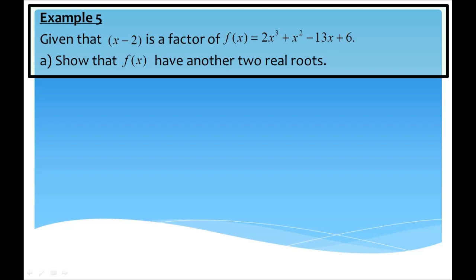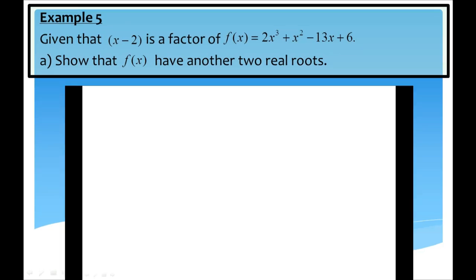Example 5. Given that x minus 2 is a factor of f(x) equal to 2x cubed plus x squared minus 13x plus 6. A. Show that f(x) has another 2 real roots. Okay, one way to solve this question is, since we have 2x cubed plus x squared minus 13x plus 6, and given one of the factors is x minus 2, we can use the method of comparing coefficients.